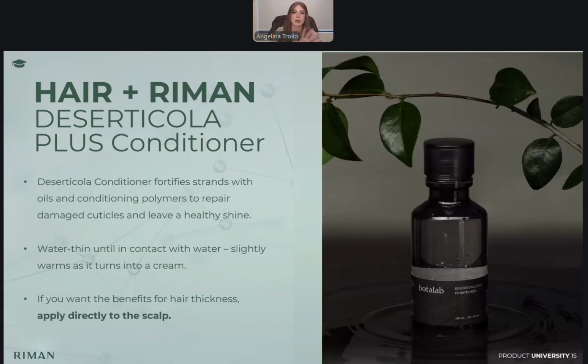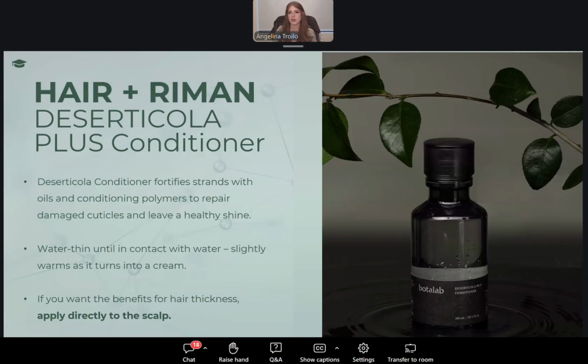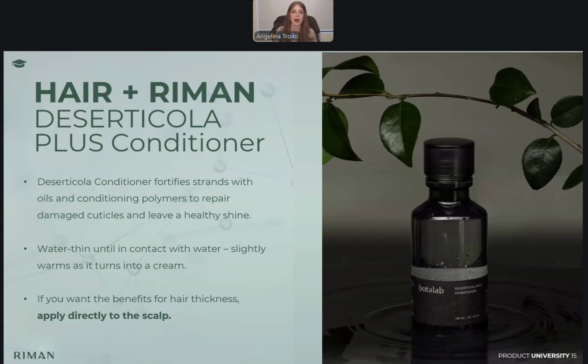With the partnering conditioner, that's where we're really seeing the benefits in the damaged cuticles, but also in the dryness and hydration of the hair. Now, in the conditioner, we have the same key ingredients, the chlorella and the wild olive stem cells, the Deserticola as well. And it's really meant to fortify the strands, condition and repair the damaged cuticles to leave that healthy shine. What's unique about our product, of course, is that it is water thin until it comes in contact with the water in your shower or bath.